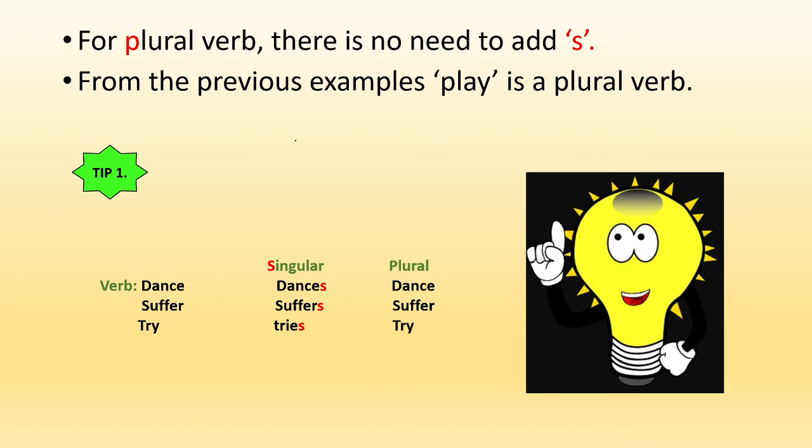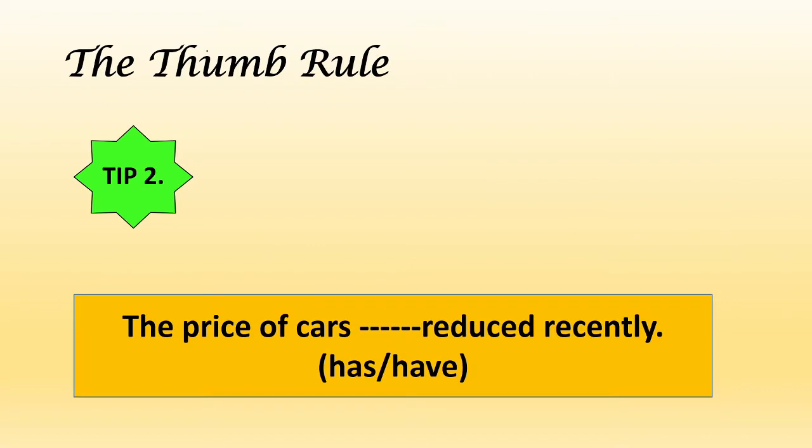So this is tip number 1. Remember that S of singular is added to the end of the root form of the verb. जो S है singular का, वो root form of the verb के end में लग जाएगा. So just remember this. Now the thumb rule. So there is one thumb rule also.